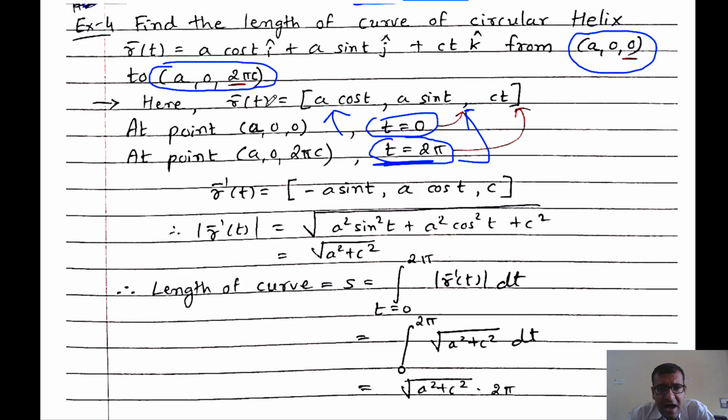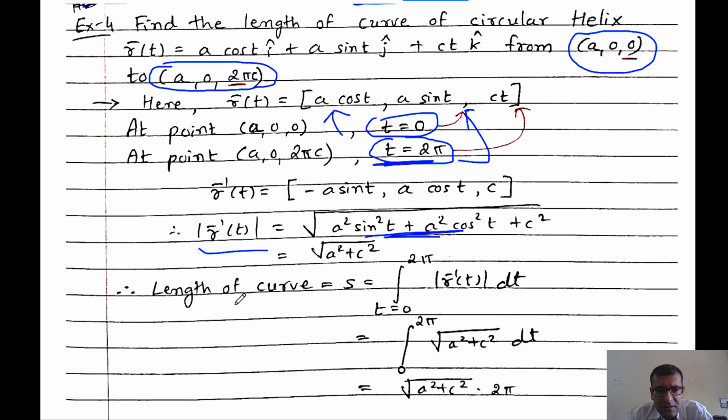Now you already have r bar of t. So what is r bar dash of t? Its differentiation is (minus a sin t, a cos t, c), right? And therefore mod r bar dash of t is under root a square sin square t plus a square cos square t plus c square. In these first two terms, if you take a square common, in the brackets you have sin square t plus cos square t, which is 1. So you are left with only a square. So we have under root a square plus c square. That is the value of mod r bar dash of t.